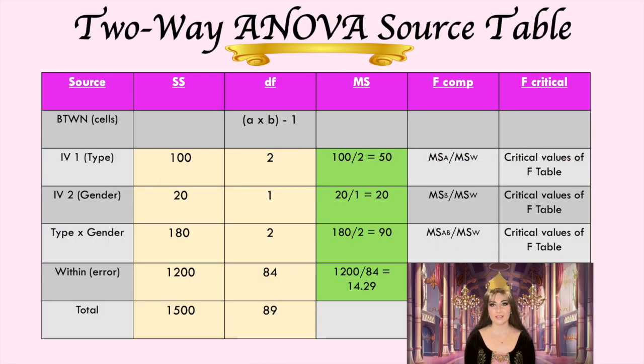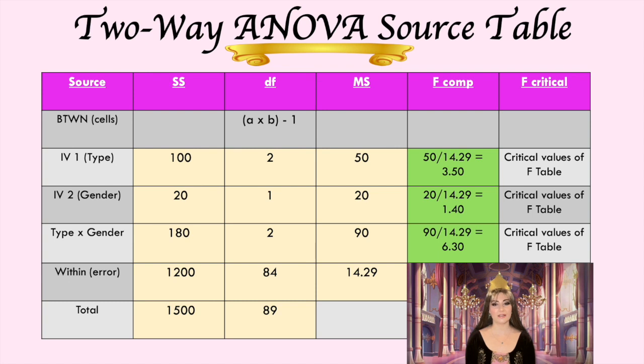So once I've calculated my mean squared column, these are the values that I should be left with. The next thing I'm going to do is calculate my F computed value. And here is where we need to be extra careful. Remember, we're going to take the numerator of the corresponding independent variable or interaction effect, but the denominator will always be mean squared within.